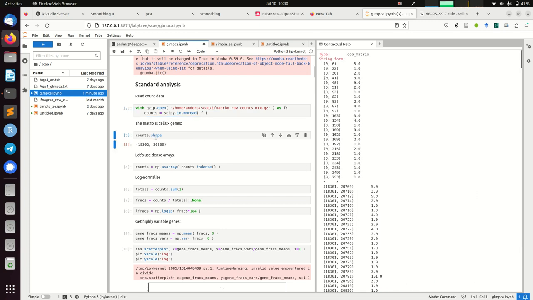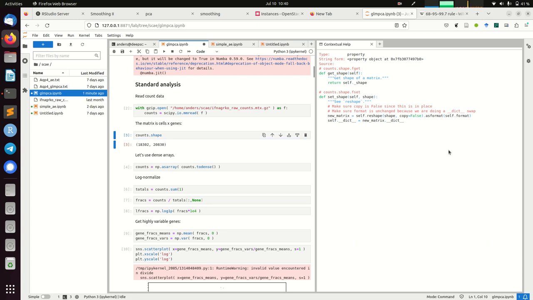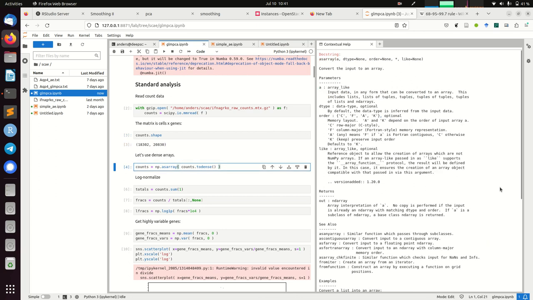So let's see if I manage this. Here I've loaded my data, and as you can see, we have, as usual, 18,000 cells, 20,000 genes. I switch this from a sparse to a dense array, just so that I don't have to look up how to work the sparse data in SciPy.